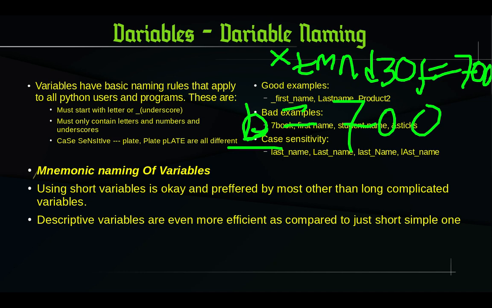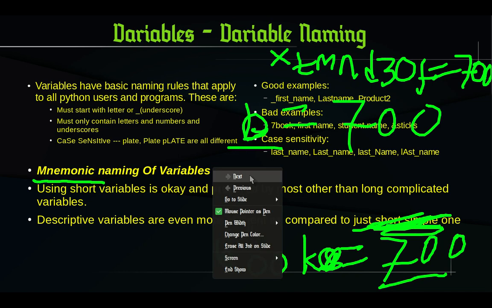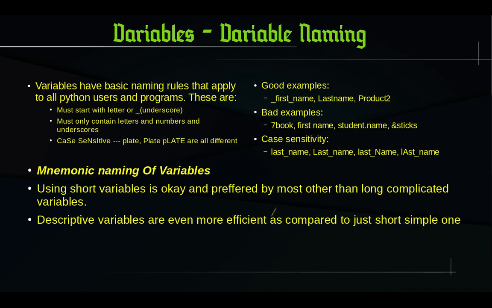But if I use mnemonic naming and say book and equate it to 700, you'll be like, oh yeah, this is a book. And maybe you'll think this is either the price or the number of books. If I was to use books, you might think, okay, there are 700 books. So you give it a variable name that is more descriptive. Now let's look at how naming these variables actually works.